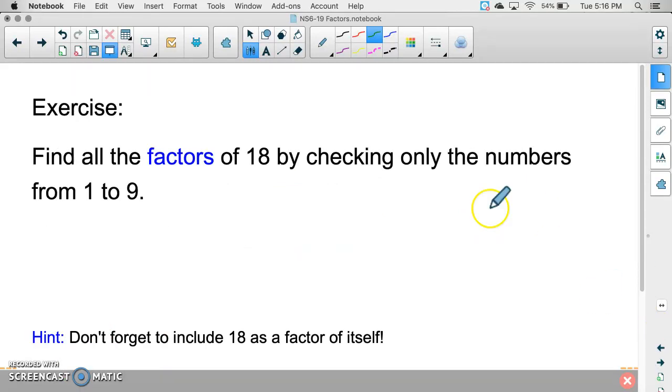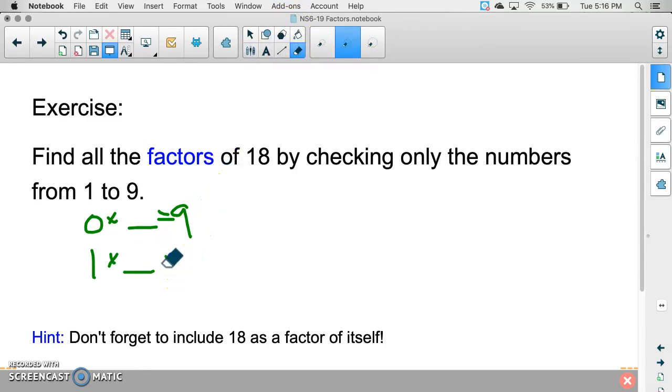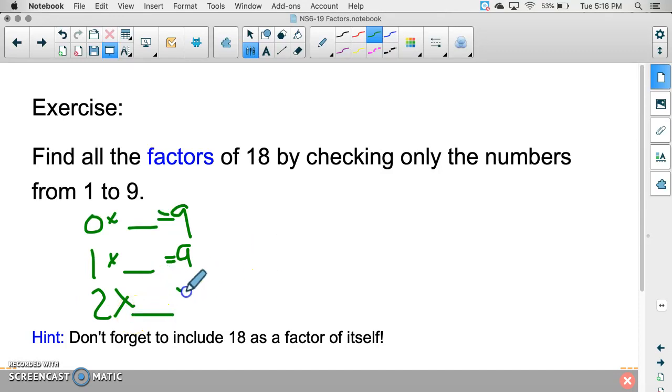So let's do another exercise on our whiteboards. We're going to find all the factors of 18 by checking only the numbers from 1 to 9. So for example, start with 0 times what to get to 9? Is there anything? No. Check the next one. 1 times what gives you 9? Then move on to 2. I want you to check all of those up to the number 9.